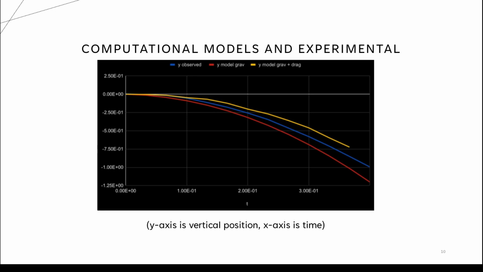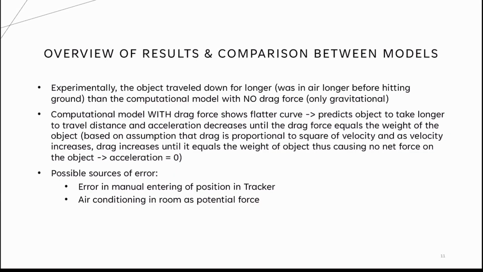So these are all the models plotted together. We can see the yellow is both drag and gravitational. The red is just gravitational, and the blue is the observed experimental. And we can see that the observed is kind of intermediate between the two. So experimentally, the object traveled down for longer, so it was in the air longer before hitting the ground than in the computational model that had no drag force and was only gravitational force.